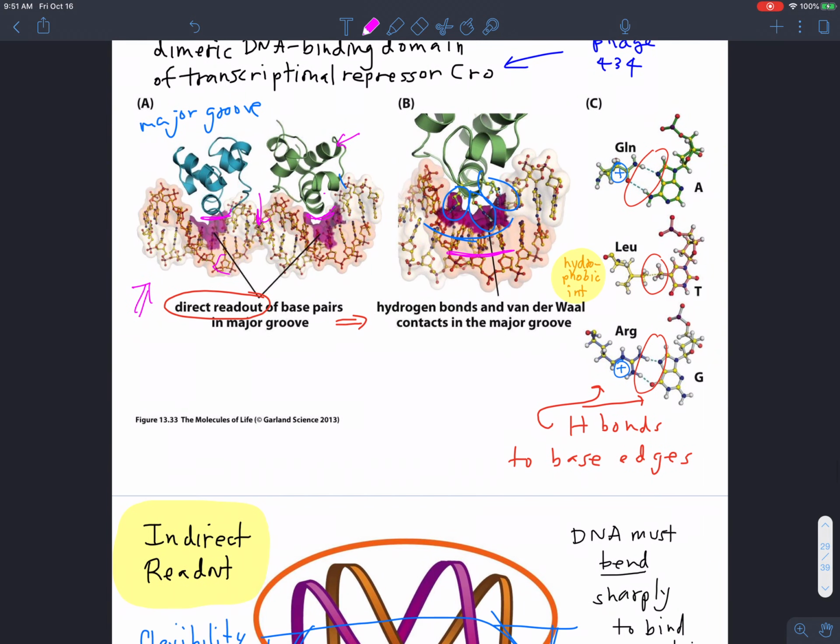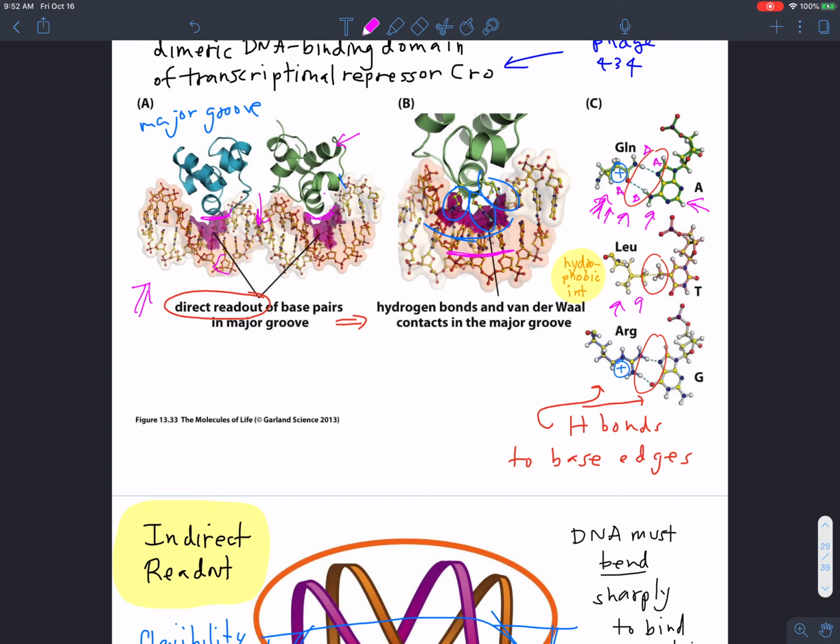Here's some of the interactions that amount to reading the base edges. A glutamine comes in, it can form 2 hydrogen bonds with the edge of an A base. A glutamine has hydrogen bonding sites, donors and acceptors that match, right? Here, yes, this is an acceptor over here, this is a donor here, this is a donor here, and this is an acceptor over on this side. So it's a donor-acceptor pattern that matches between the glutamine and the A base on the nucleic acid.